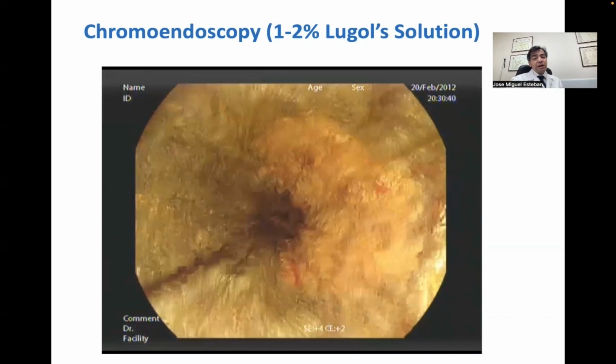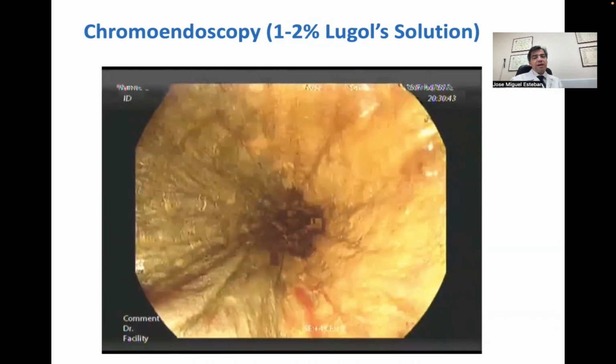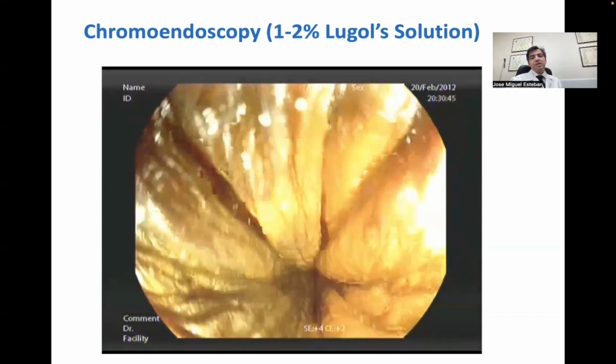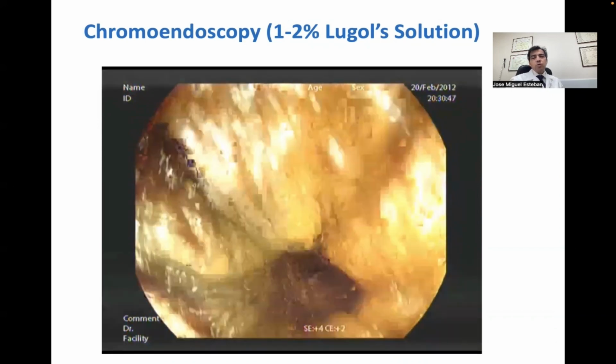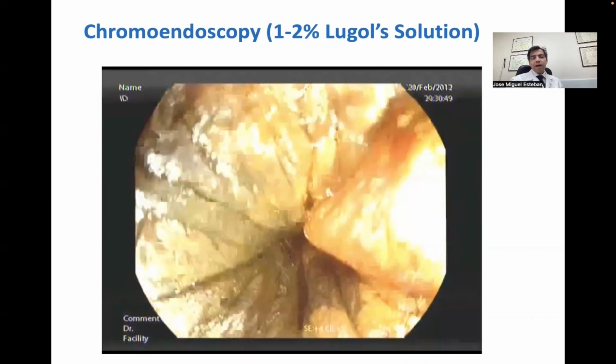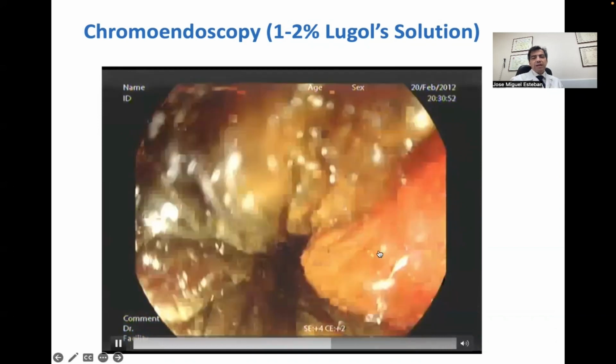And as you will see afterwards, with the vascular identification of the dysplasia, you will pay more attention to that area.